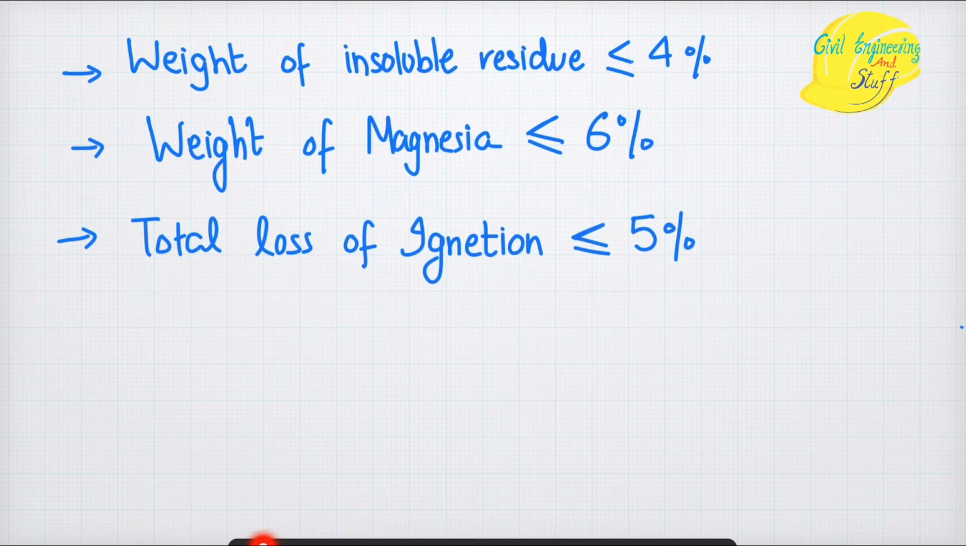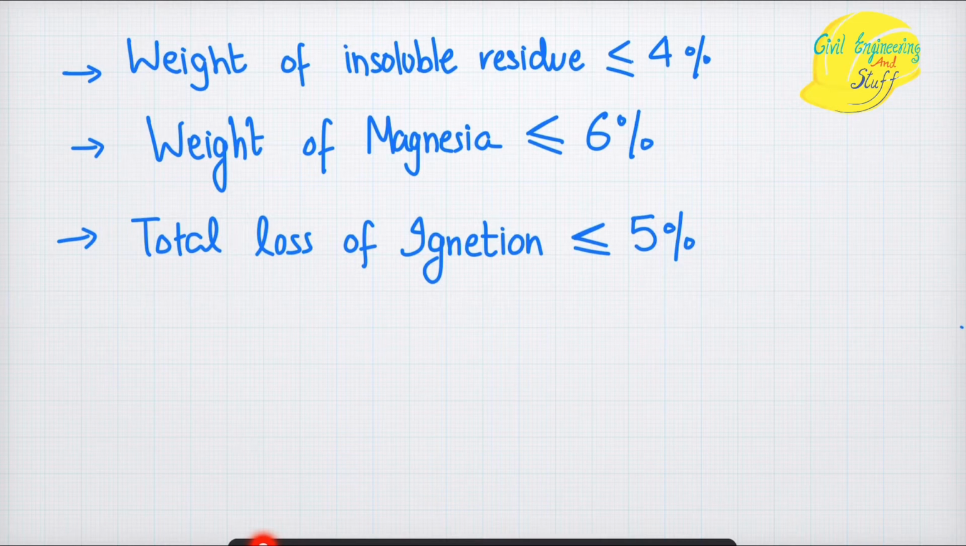Loss on ignition means that during the process of testing the chemical constituents of the cement, a part of the material is burned and is obtained in the form of residue. Now if we get a higher amount of residue, this means that a higher amount of impurities in some form is there in the cement, right?